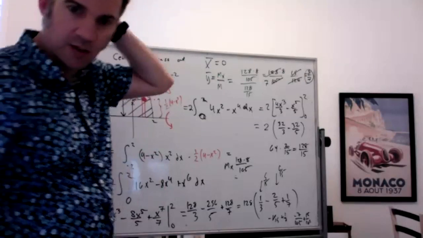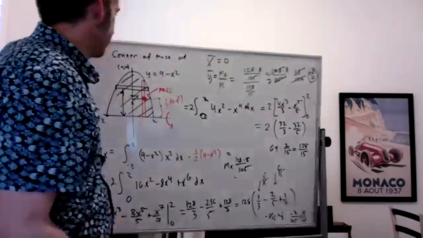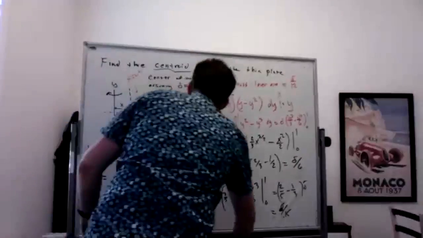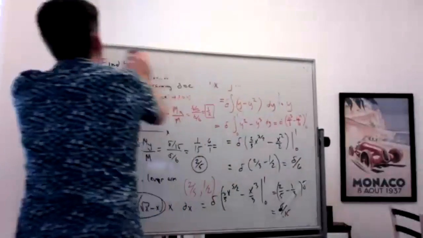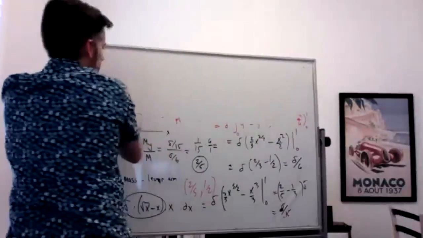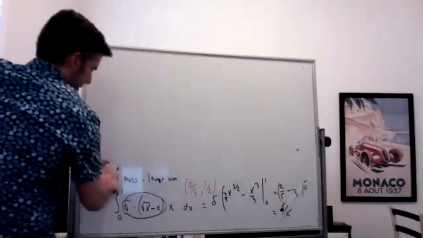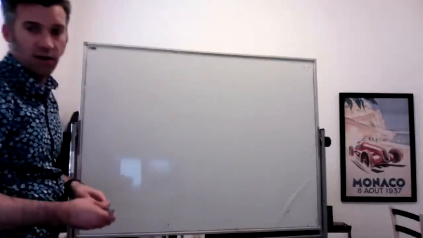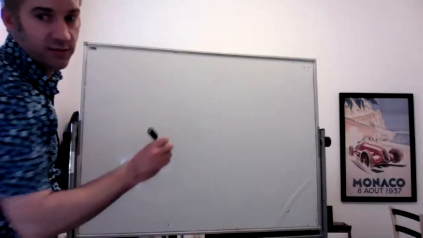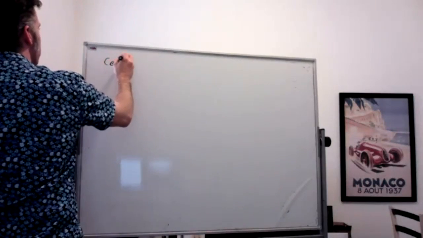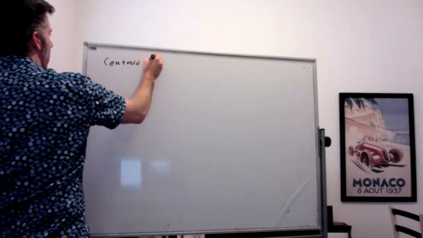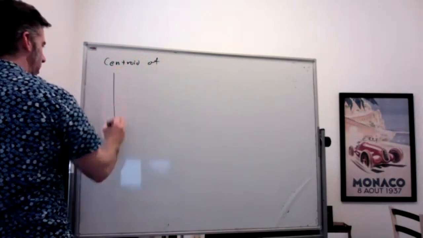So yeah, let's do another example. So again, centroids are just the geometric center. And we make the assumption that the density is constant, which we know means the density will cancel out. So let's find the centroid of the region that I'm going to draw here.